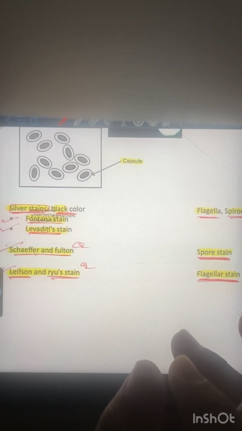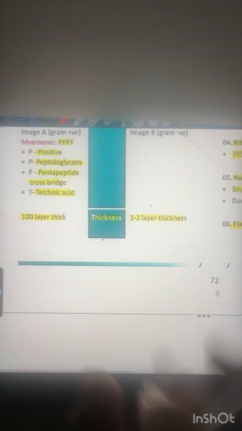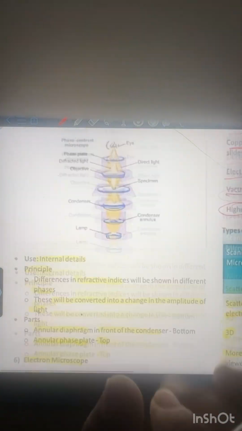Do you want to see the Schaeffer and Fulton stain? Yes. The Schaeffer and Fulton stain is known as the modified Ashby stain. S for S, repeating once again. What is a spore? Spore is the sleeping stage. Sleeping basically means the dormant stage that you have for a bacteria.